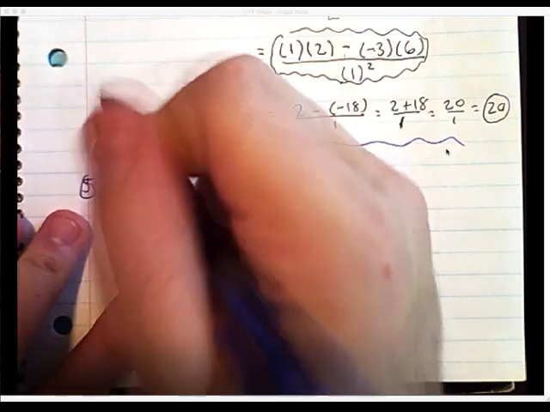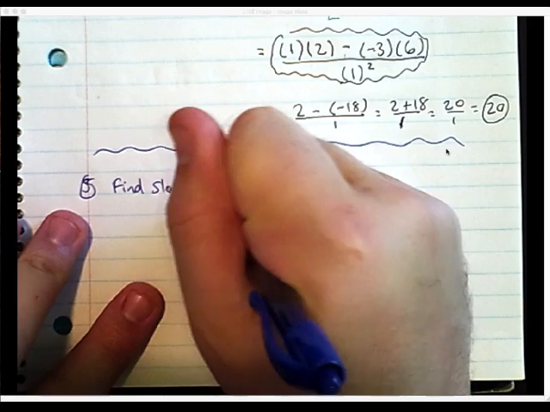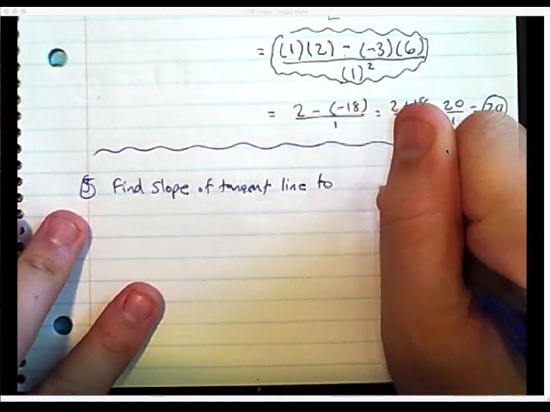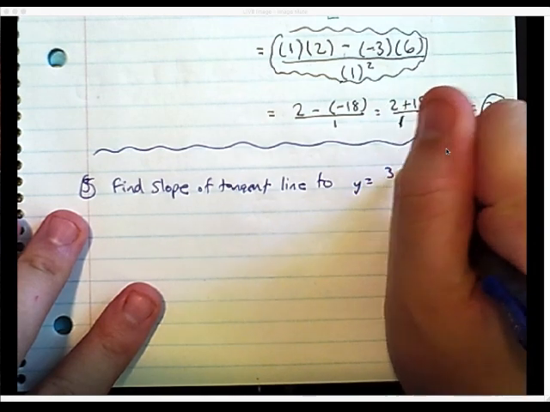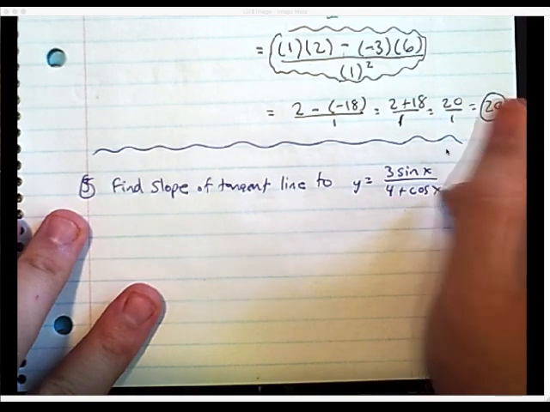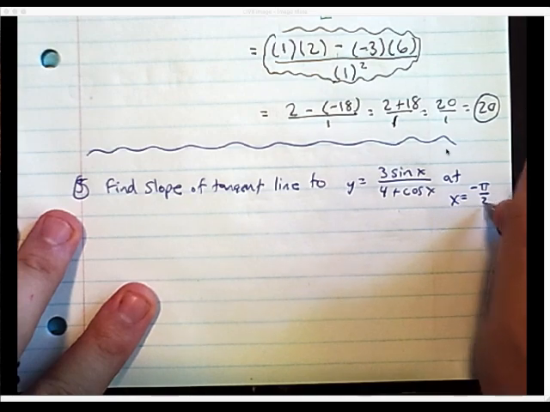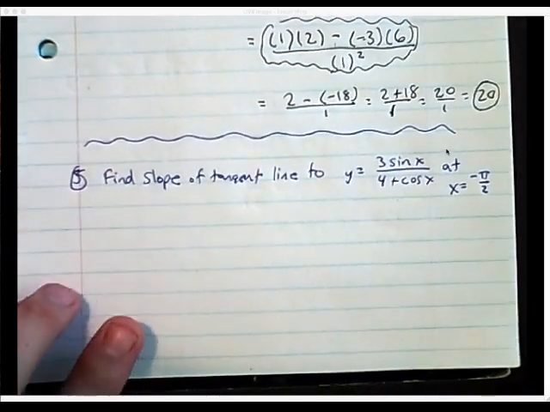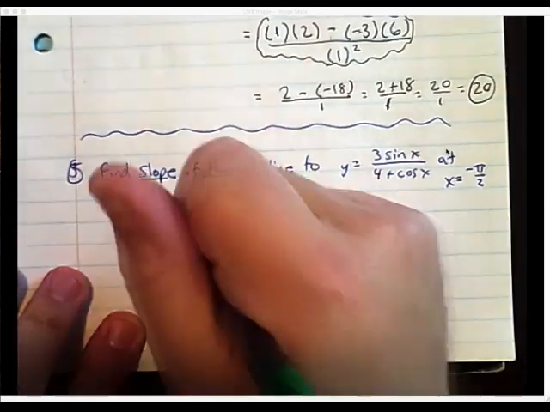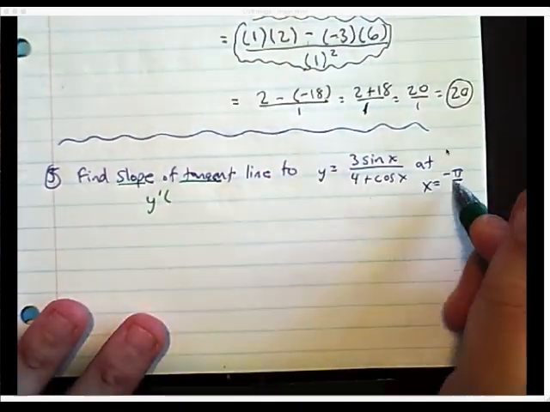Number 5 says find the slope of the tangent line to y equals 3 sine of x all over 4 plus cosine of x at an x value of negative pi halves. So let's think about what this is really asking. When they say slope of the tangent, I'm thinking derivative. So y prime. Well, a tangent line exists at a specific x value.